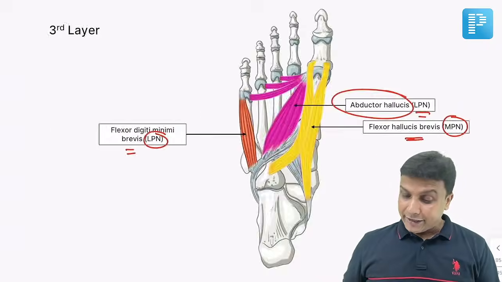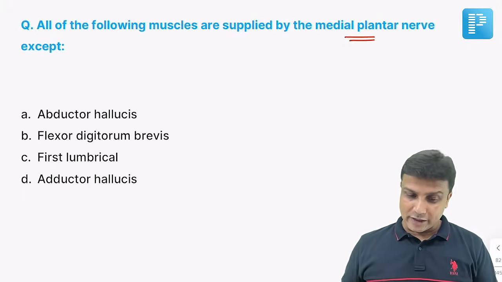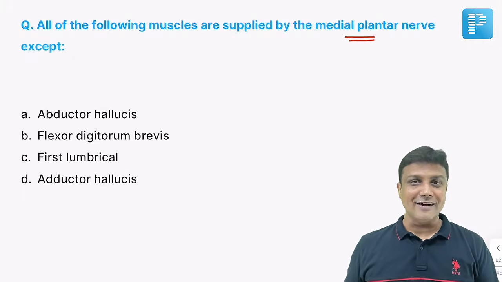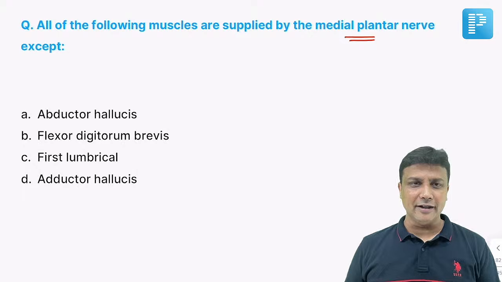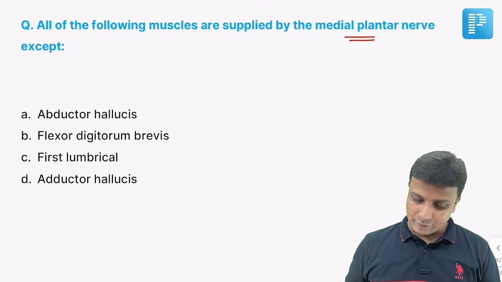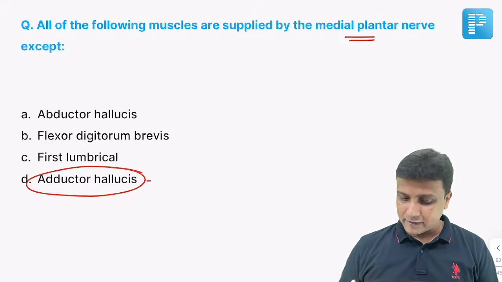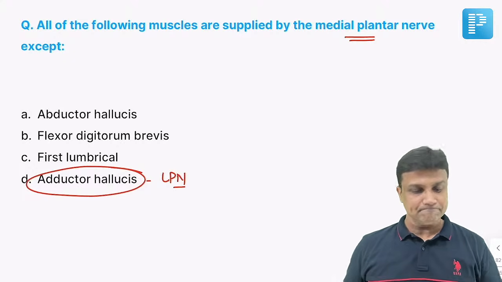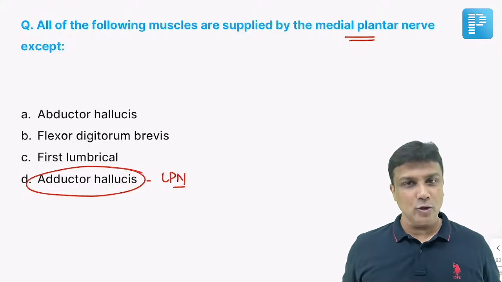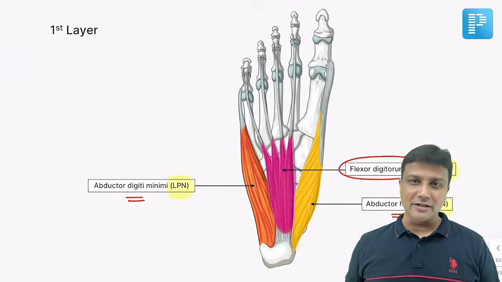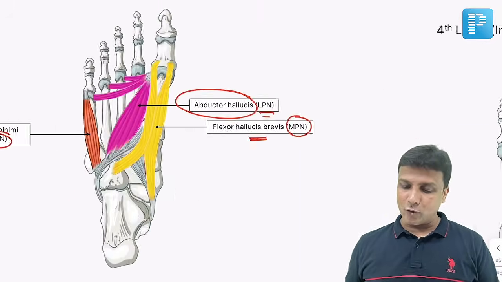Understanding? Now, if you observe all the options over here, remember all of the following muscles are supplied by medial plantar nerve, अभी जो हमने देखा है, except for what? Except for the adductor hallucis here, sir. That will be supplied by lateral plantar nerve, sir. In that way, you can easily practice and remember about the muscles of foot, which are arranged in all the 4 layers over here, sir.